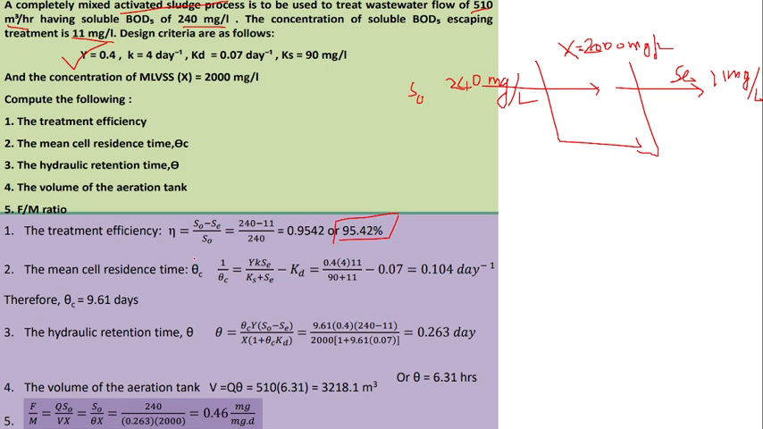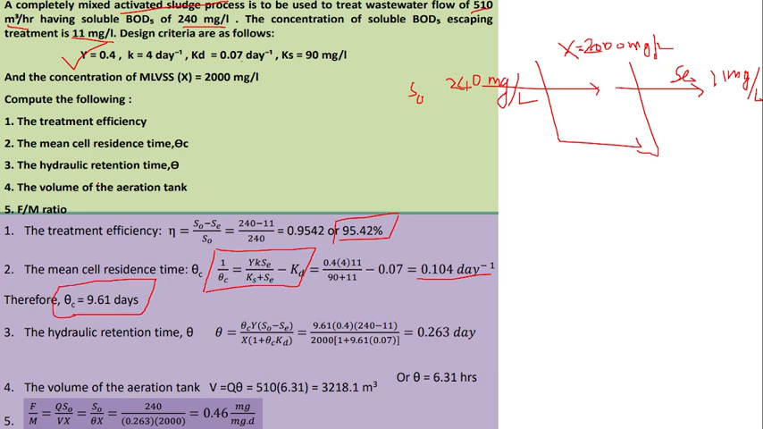Now to calculate theta c, we have all the biokinetic parameters. So 1 by theta c is equal to y into k into SE divided by ks plus SE, minus kd. This is the formula we have used previously also. So y is 0.4, k is 4, SE, the effluent BOD, is 11, and ks is 90 plus SE again 11, kd is 0.07. Everything is given in the question itself. If you solve this, you obtain 0.104, and you have to take the reciprocal of it to obtain theta c. So 1 by theta c is 0.104, so theta c is 9.61 days.